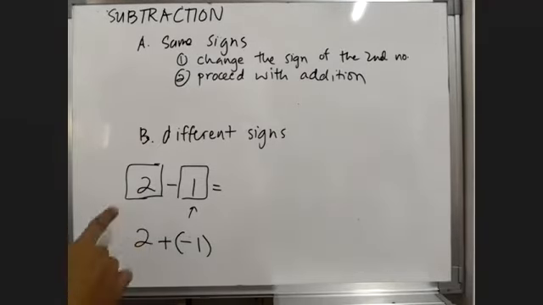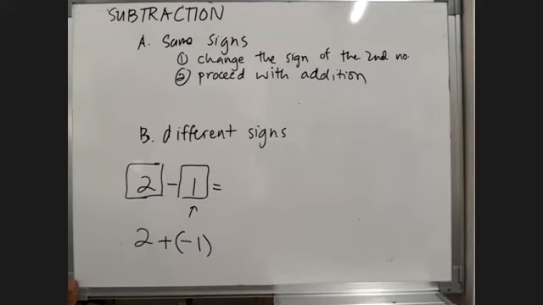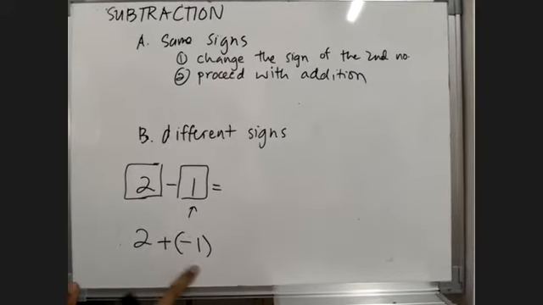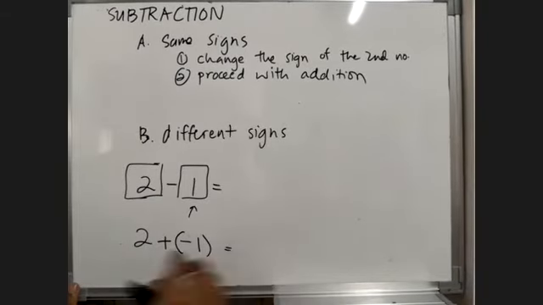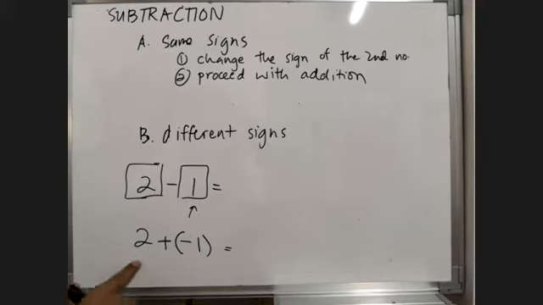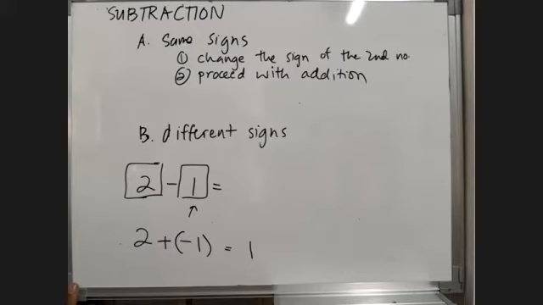Tapos, copyahin lang natin yung nasa taas. Tapos, proceed tayo with addition. Sa addition, tignan natin, same sign na ba or hindi? Hindi po. So, ang gagamitin natin is addition, letter B, different signs. Kukunin natin yung mas mataas na sign, which is yung sign ng 2. Positive. So, positive, then proceed ka with subtraction. So, 2 minus 1 is 1. So, ganun lang siya.